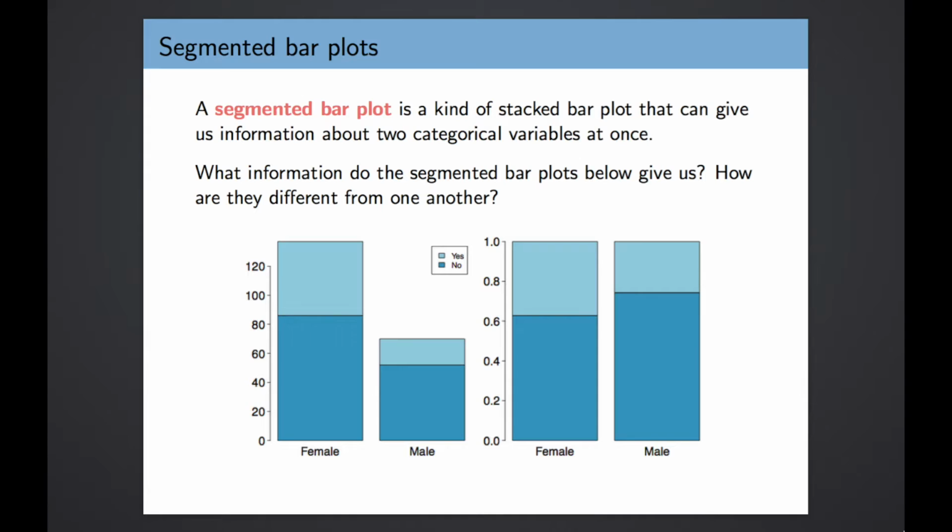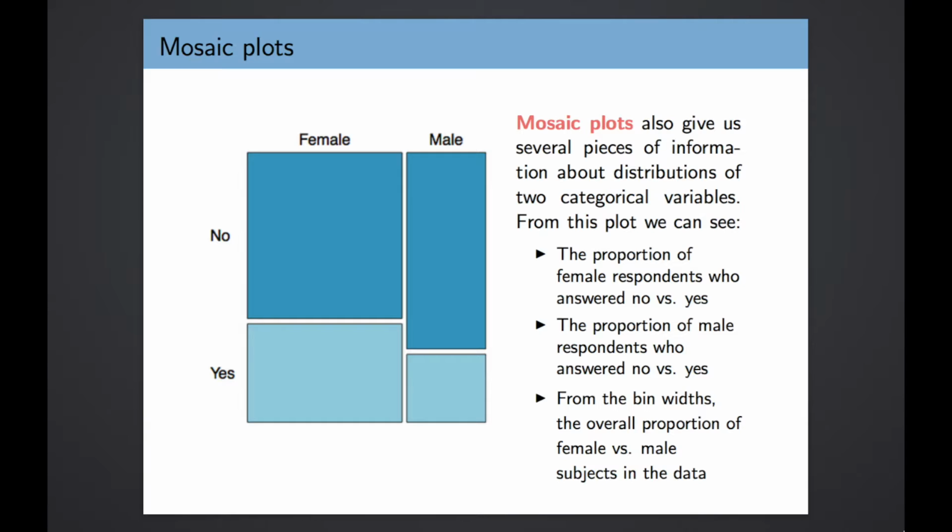But what if we wanted to capture all of this information, both about proportion and about how many female students there are relative to male students, all in one plot? Well, the next plot that we're going to look at is going to do just that. So let's look at a mosaic plot. This sort of plot might be a little bit harder to interpret at first glance, so let's go through each of the individual bits of information that this plot can give us.